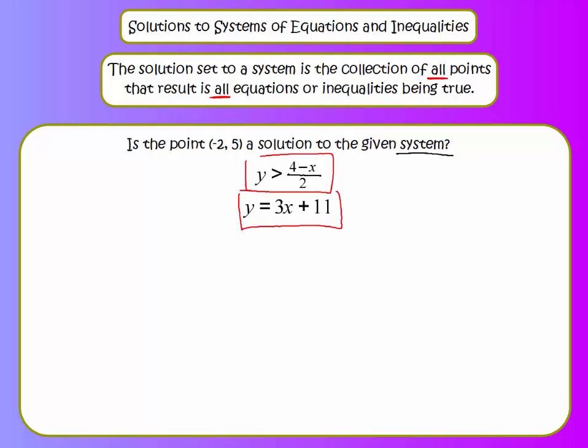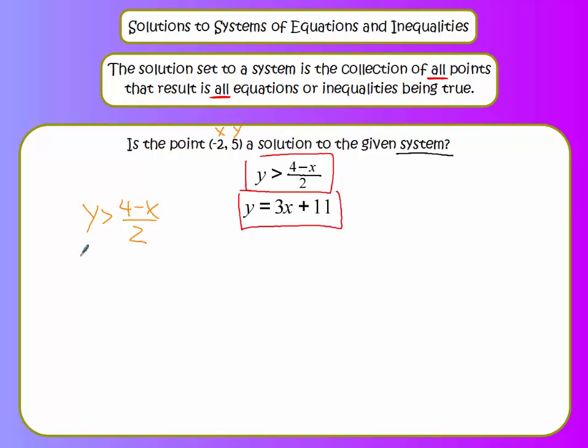So let's try it. All we're going to do is the same thing, but in order for this to be a solution to this system, it needs to work in both. If it only works in one or doesn't work in any of them, it is not going to be a solution to the system. So let's start with that first one. I'm going to separate it and write it over here. y is greater than 4 minus x over 2. And here's my point, x comma y.